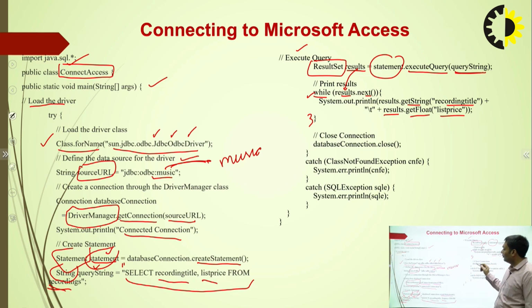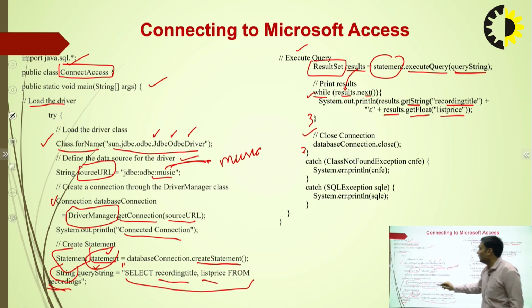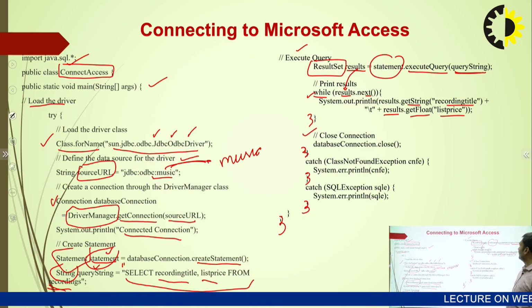Now we will close the connections. Firstly, we will close the connection, then we will close the statement and result set. This is the closer of the connection, this one is the closer of the statement, and this is the closer of the result set, right?